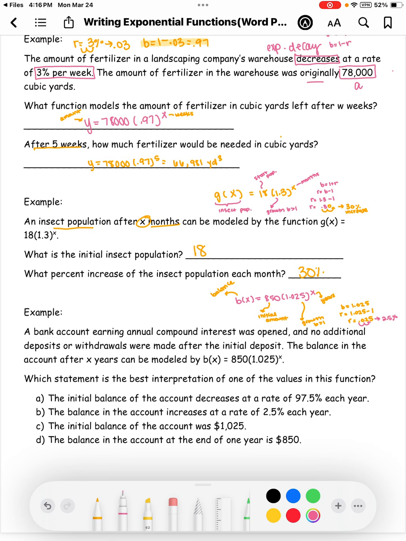So which statement is true? The initial balance of the account decreases at a, no, it's not decreasing. The balance in the account increases at a rate of 2.5%. Yep. The initial balance is 1,000. No, the initial balance is 850. The balance in the account after 1 year is 850. No, the initial balance is 850. Okay? So hopefully that makes sense, my loves.